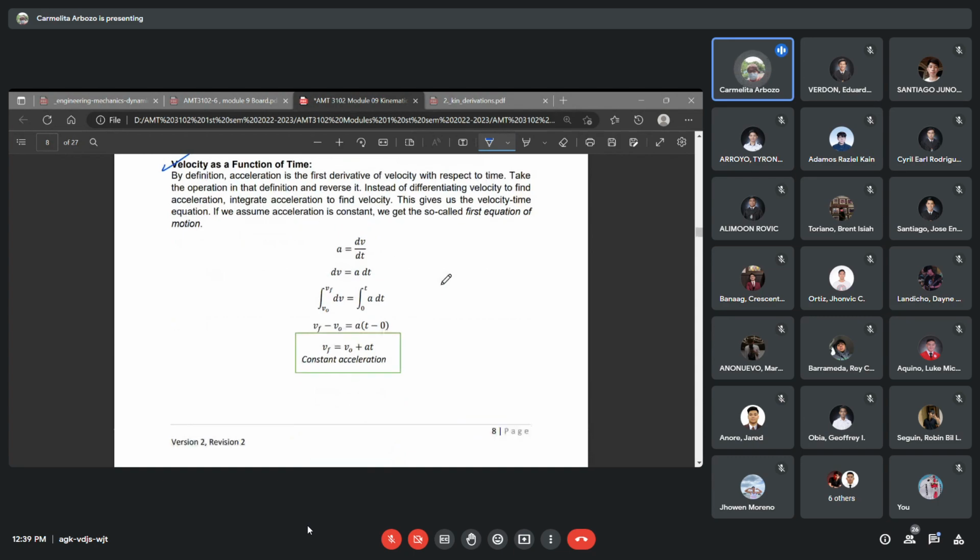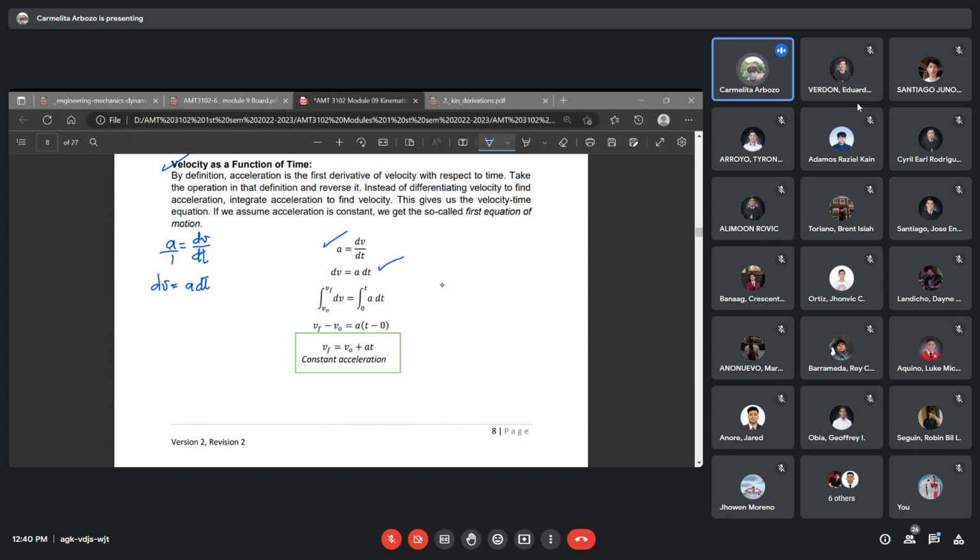Okay, so mula doon sa una nating formula, acceleration is equal to derivative of velocity over dt. Okay, so again, by cross multiplication, a is equal to dv over dt. So, si dt multiply natin. Numerator nito 1, diba? So, we have dv or derivative of velocity is equal to acceleration times dt. Okay, so ito na siya ngayon.